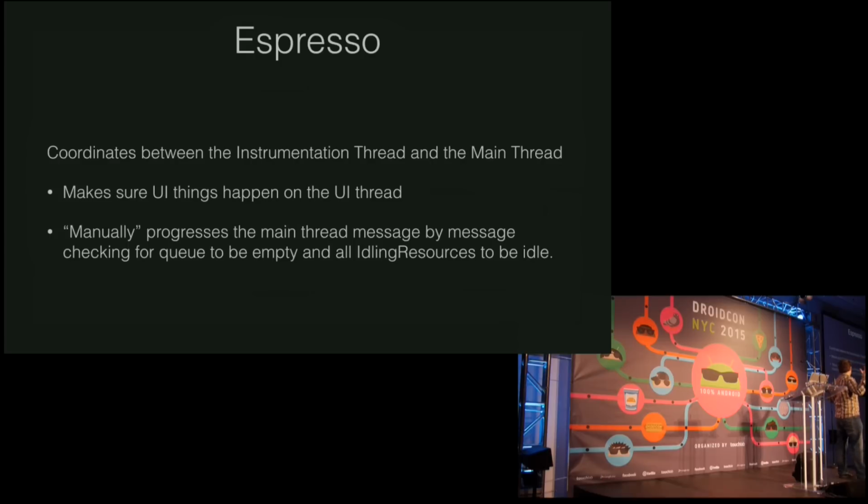And it manually, for lack of a better term, progresses the main thread message by message, checking for certain conditions so that it knows exactly the state of the main thread and of your whole UI, so that when it operates on something, it knows that, OK, now's the right time, the right things have happened on the main thread. So you don't have this sort of guess like what's going on in the main thread. Espresso does that coordination for you.